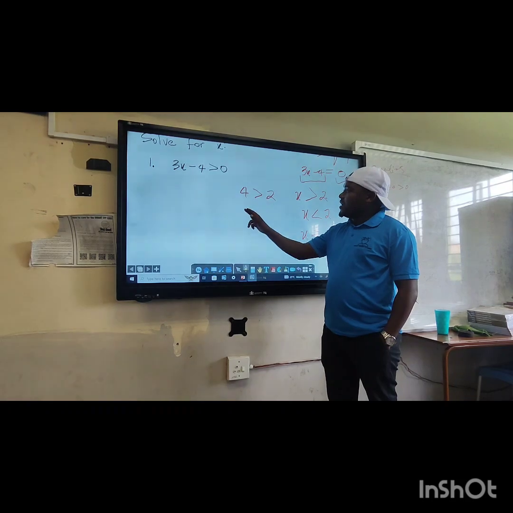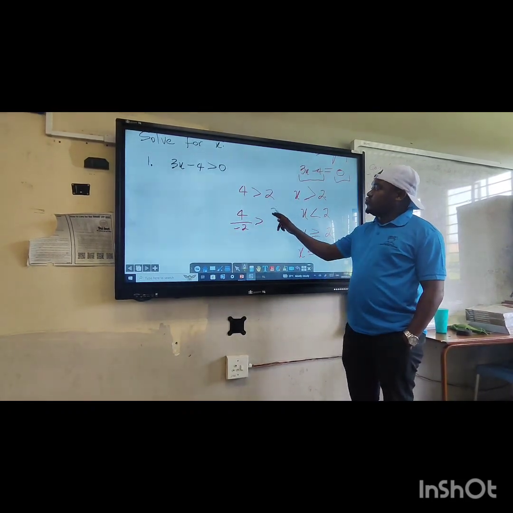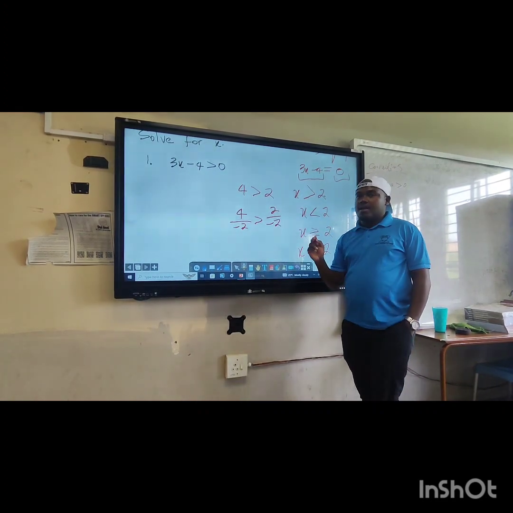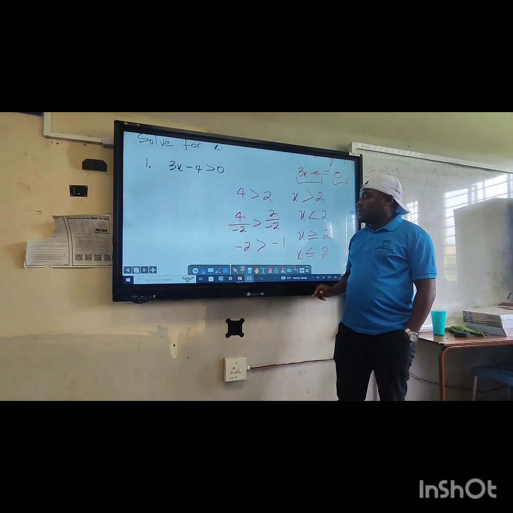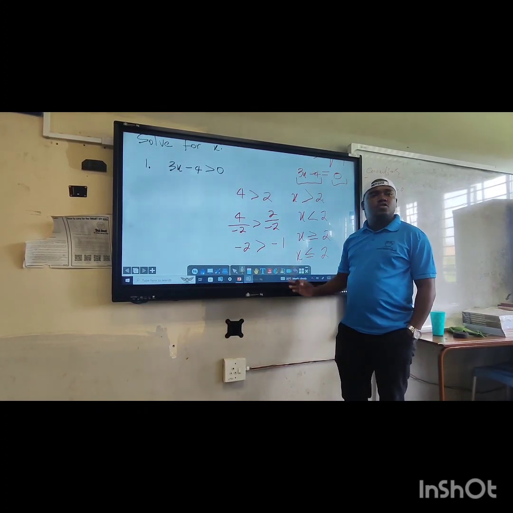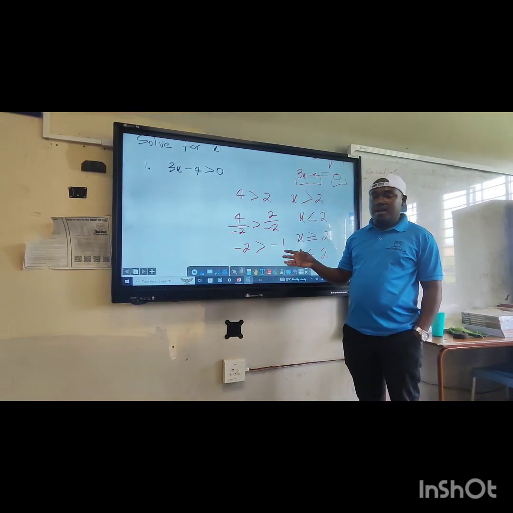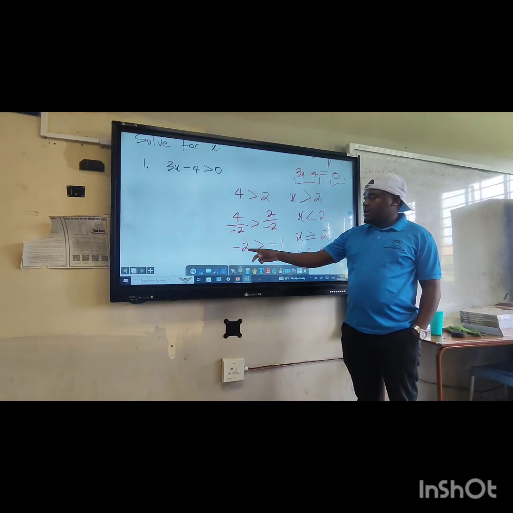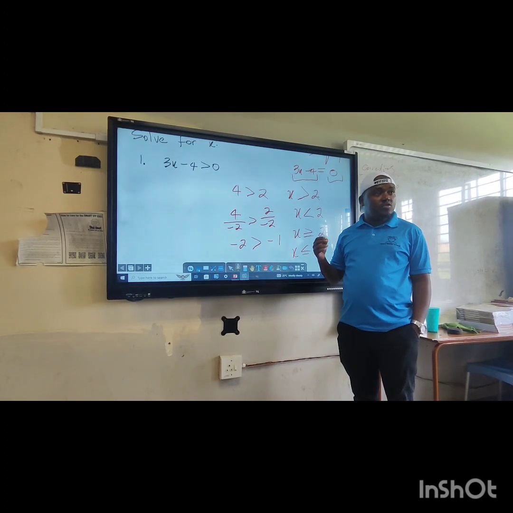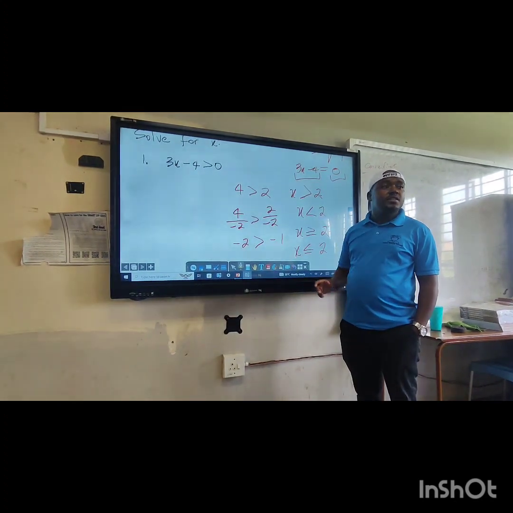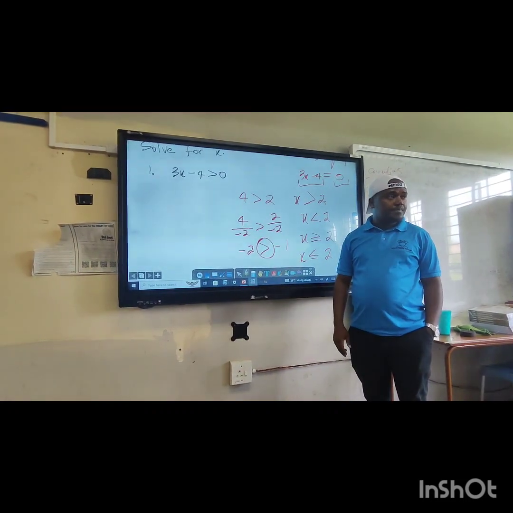How about if I divide by a negative number? Let's see. I divide by a negative number, so 4 divided by negative 2, and then 2 divided by negative 2. The answer here will be negative 2, and the answer here will be negative 1. Which one is big? Negative 2 or negative 1? Negative 1 is big. Because if I have, in my bank account, negative 1 rand, and someone else has negative 2 rands, I have more money than them. For me to have 0, I need 1 rand. Or rather, they need 2 rands. That means this inequality sign is not true.